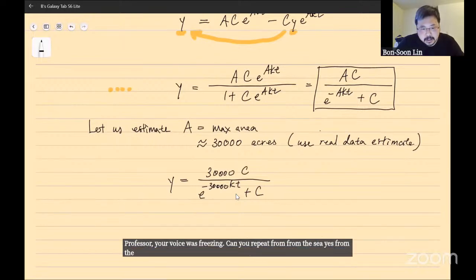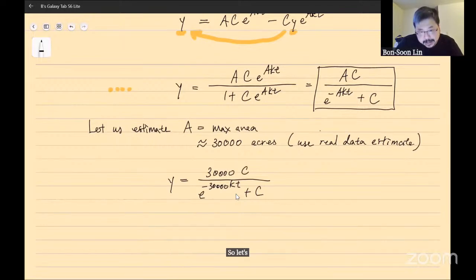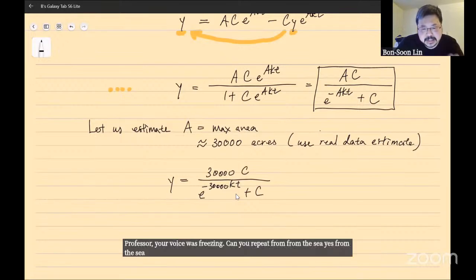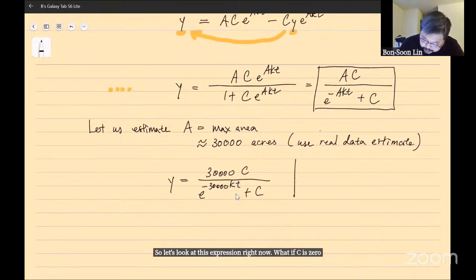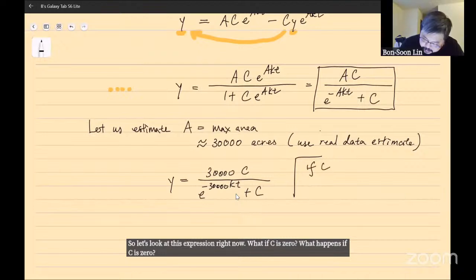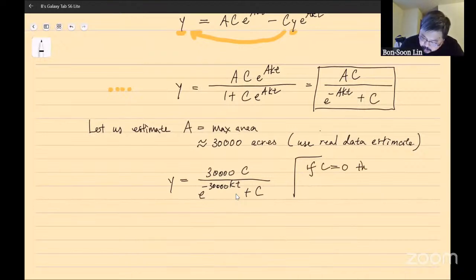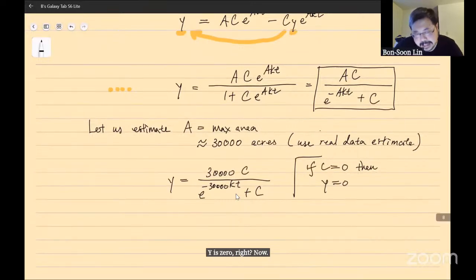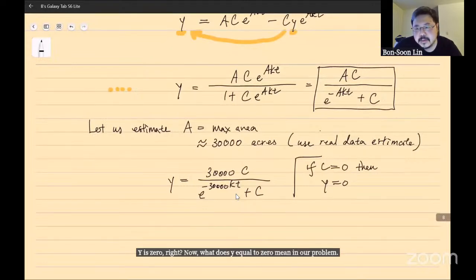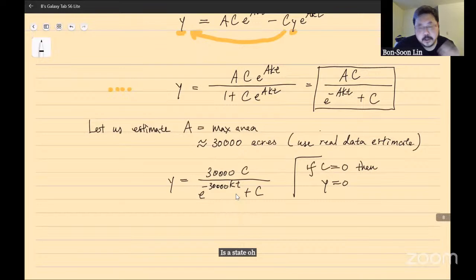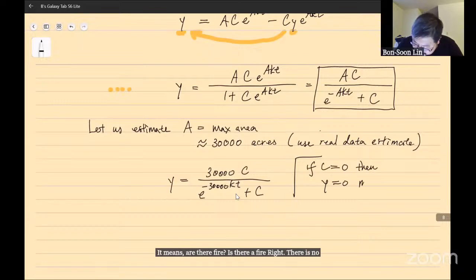All right. So let's look at this expression right now. What if c is 0? What happens if c is 0? If c is 0, then what can we say about y? Y is 0. Now, what does y equal to 0 mean in our problem? Is there fire? No, it's 0. There is no fire. This means no fire.